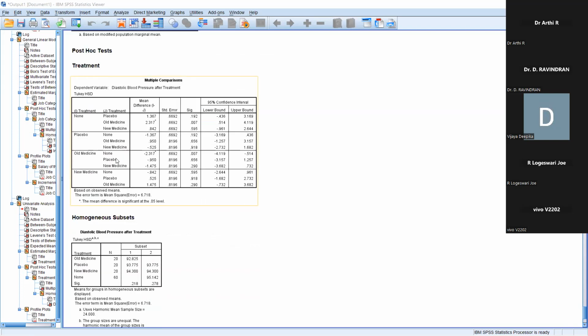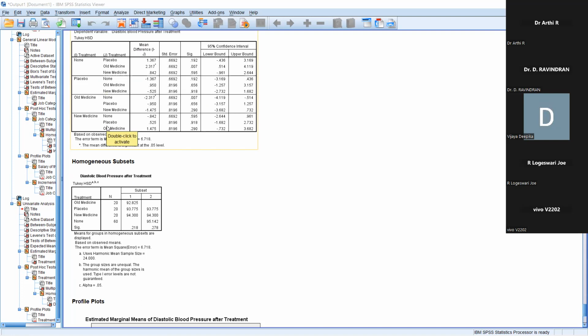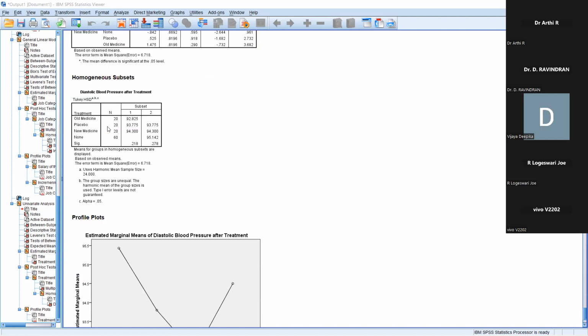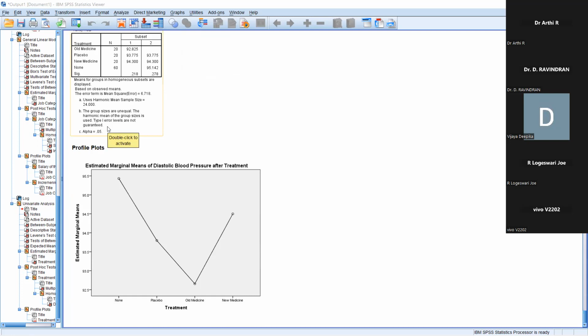Then coming to the post-hoc treatment, there is a significant difference between none and old medicine. Okay, that is the only significant difference between the groups. None and old medicine are totally different from each other. See the different groups. So you find that old medicine is different from others. By the value only you will be able to check. Okay, is the interpretation clear to all of you?